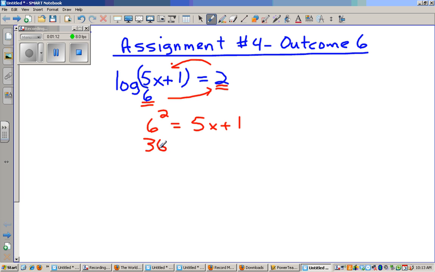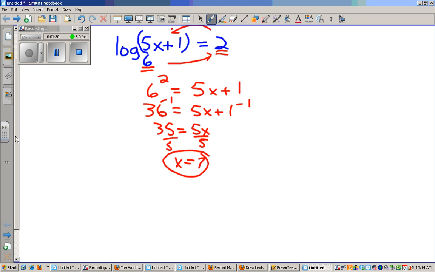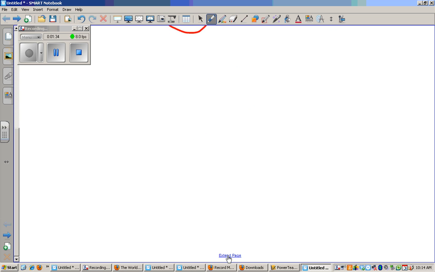And then we can solve this equation fairly simply. Okay, x equals 7. You got that? Does that make sense? Okay. Also recall that we did this.